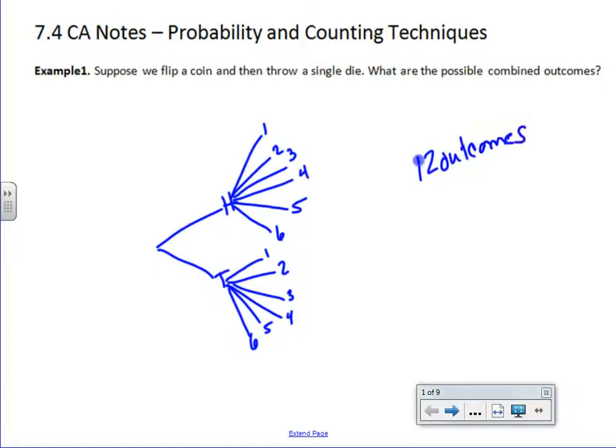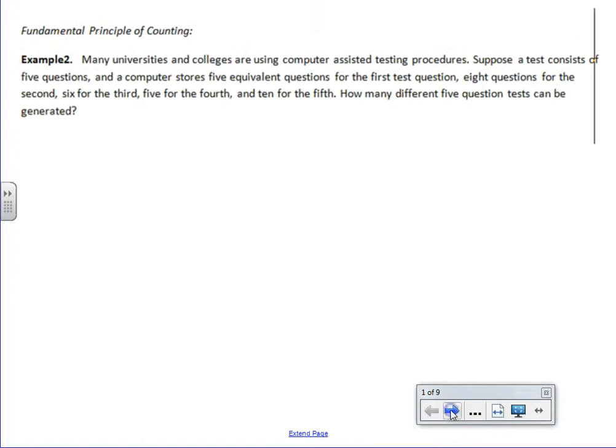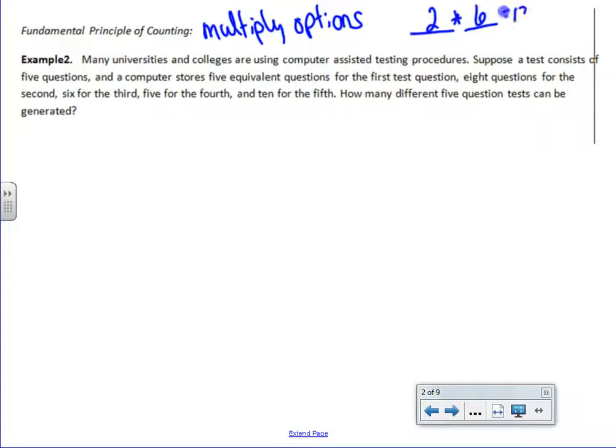There was a much easier way to do that question. And that's called the fundamental counting principle, where we just simply multiply our choices together. I should say options together. So, for instance, on that last question, the tossing of a coin is one event. There are two different outcomes. And then rolling the die is six different outcomes. And then 2 times 6 would also give me my 12 outcomes. So when you get a larger problem, you're going to see using the counting principle is much easier than drawing out a tree diagram each time.